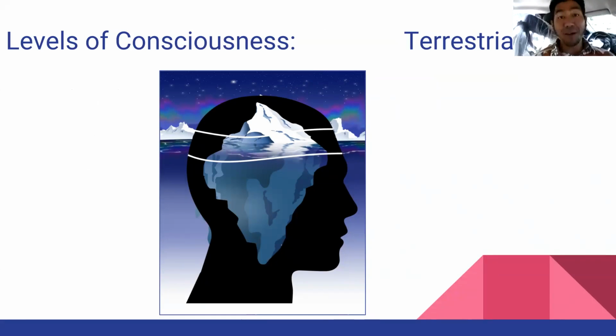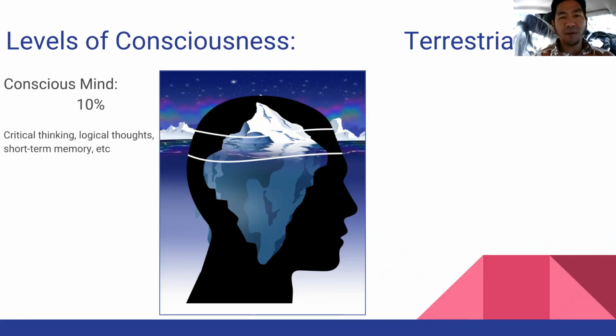And so what we're going to be looking at with this is what I'd identify as more the terrestrial mind. So the aspects of our mind that help us to navigate space and time. And so broken down into pieces, the conscious mind, that whopping 10% of our mind that we operate on the world with. The critical thinking aspect, it's the logical thoughts, short-term memory, light problem solving, the rational construct that we use for operating on the world.